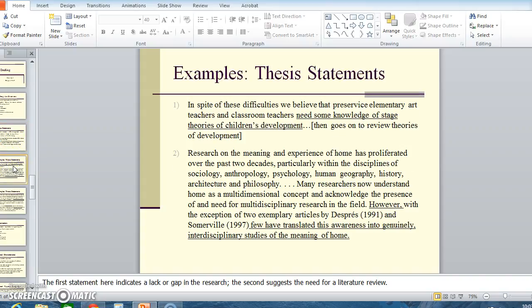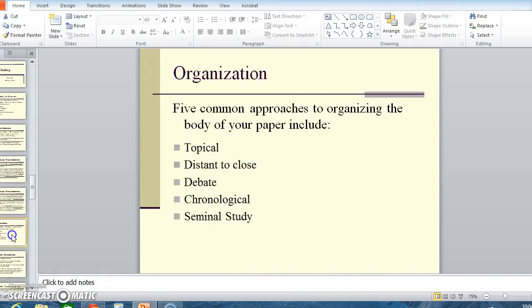There are some examples of thesis statements that you can go over at your leisure that will give you a better idea of what I may be looking for, especially making sure that you also look at the student examples in Blackboard.